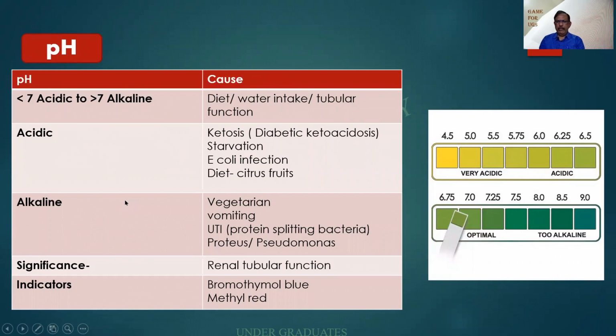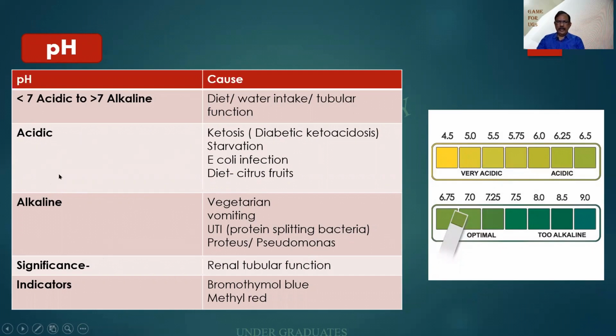The pH is another important factor. It can vary from less than 7, which is acidic, to more than 7. And the causes for the variation will be diet, the amount of water intake, the function of the renal tubules. Acidic urine generally we get in ketosis, starvation, E. coli infection, or in citrus foods. That is vitamin C, it contains ascorbic acid. Obviously, it will be acidic. Alkaline, in a vegetarian diet, vomiting, urinary tract infection because of protein splitting bacteria. Proteus, Pseudomonas are the examples.